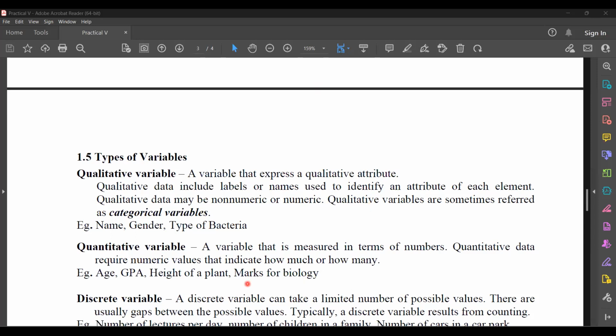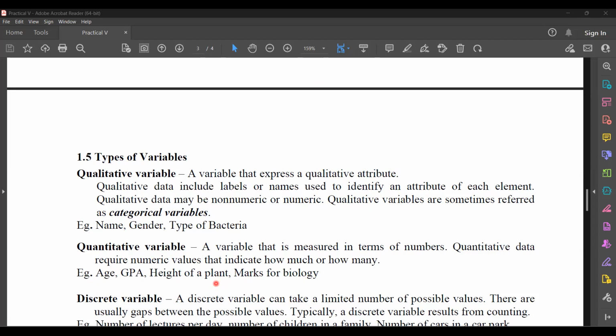But in examples like this, we know that fair is better than poor, good is better than fair, and excellent is the best among all. Likewise, we can order these categories, right?